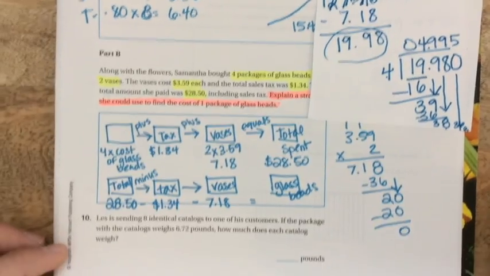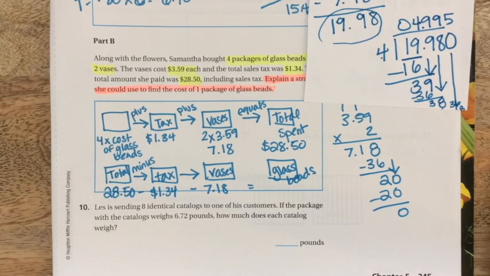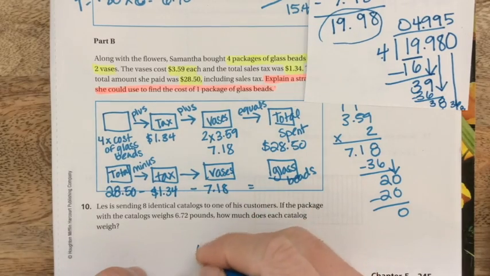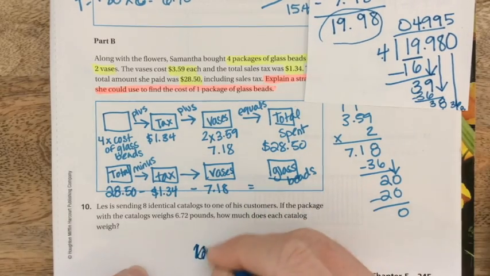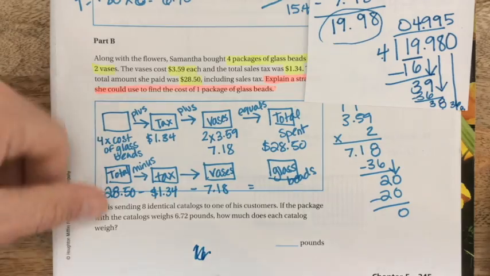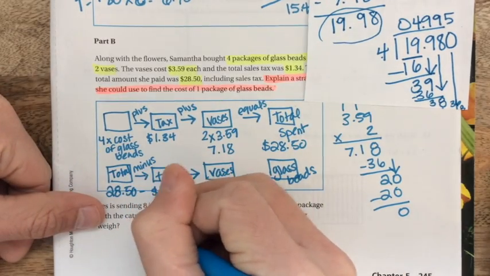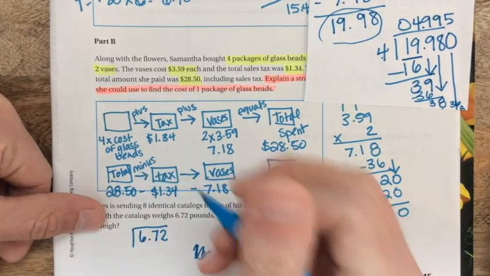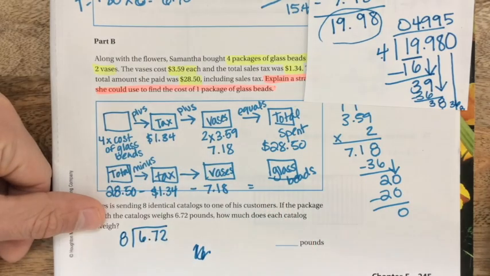And then the last one, Les is sending 8 identical catalogs to one of his customers. If the package with the catalogs weighs 6 and 72 hundredths pounds, how much does each catalog weigh? So what I need to do, I always start in a weird spot. Okay, so 6.72 divided by 8 catalogs.